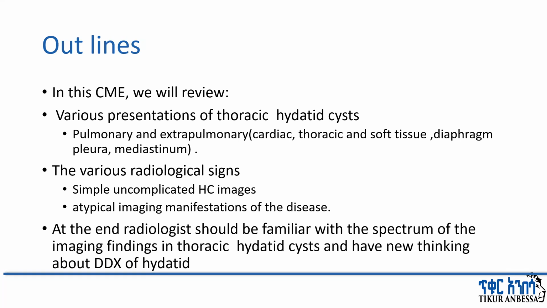We'll also revise various radiological signs. We'll start from the simple uncomplicated hydatid cyst of the lung, and we'll go to atypical imaging manifestations of the disease. At the end, radiologists should be familiar with the spectrum of imaging findings in thoracic hydatid cysts and have a new way of thinking about the differential diagnosis of hydatid whenever encountered with a chest mass.